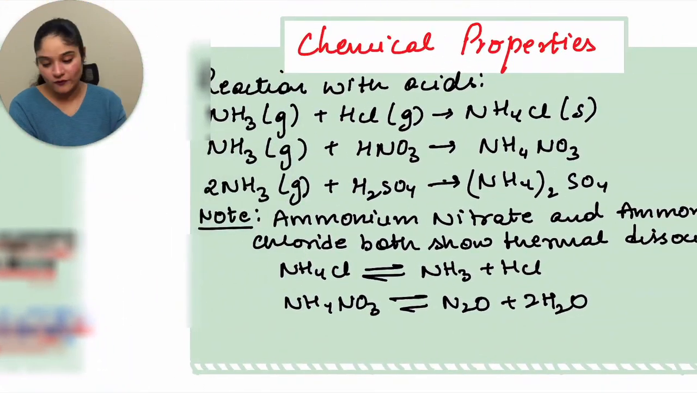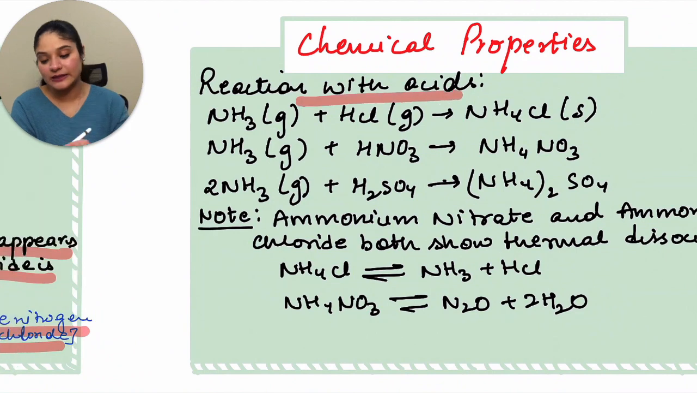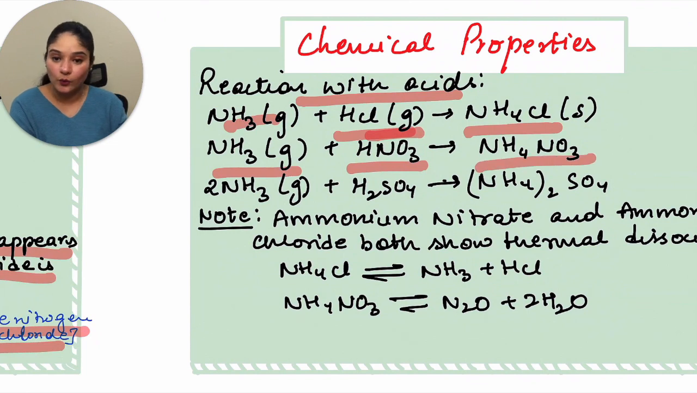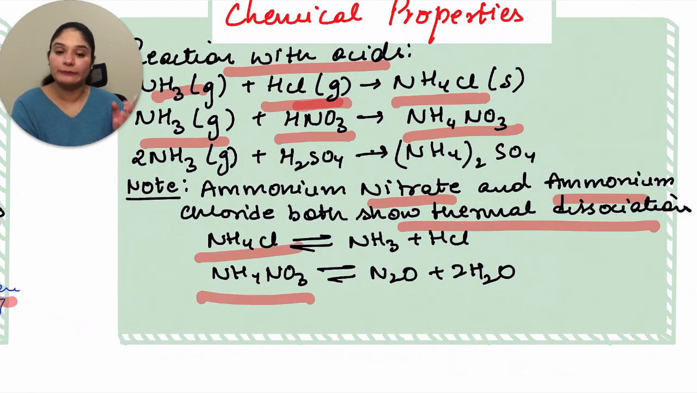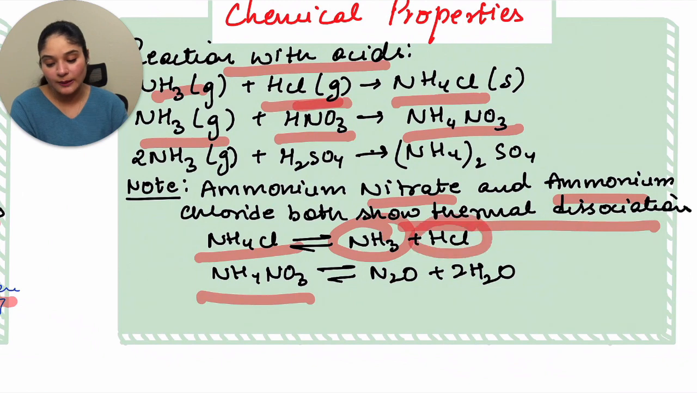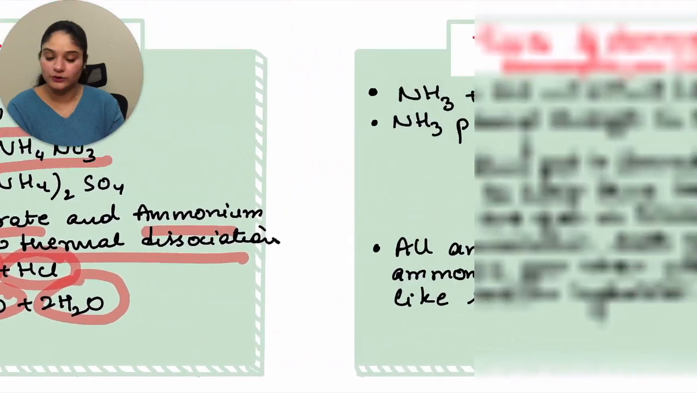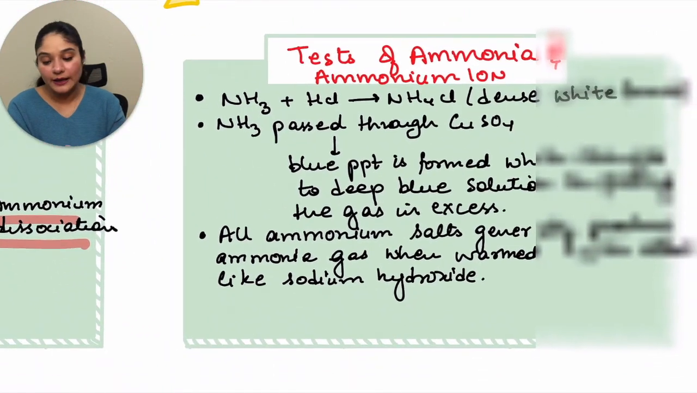Okay, let's start with chemical properties, that is reaction with acids. When ammonia gas reacts with HCl gas, it gives you NH4Cl. When ammonia gas reacts with HNO3, it gives you NH4NO3, and the same thing you'll have for H2SO4. Ammonium nitrate and ammonium chloride both show thermal dissociation, that is NH4Cl and NH4NO3 on providing heat gives you ammonia plus HCl. The second case will give you N2O plus water.